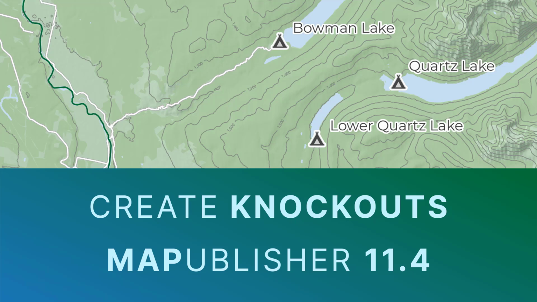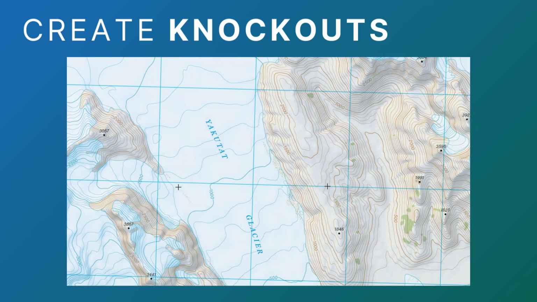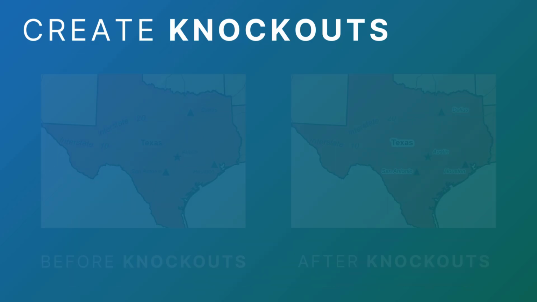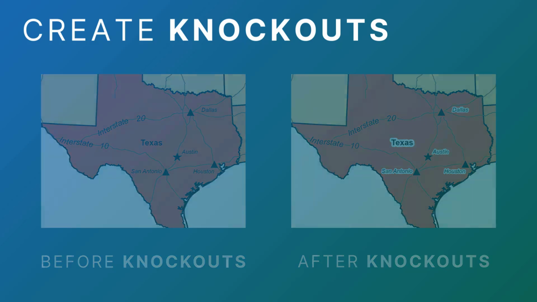We at Avenza are excited to introduce you to the new version of the Create Knockouts tool available in MAPublisher 11.4. Create Knockouts is a tool that allows you to mask off parts of features that may be covered by things such as text or points. The aim of this tool is to increase the visibility and readability of certain features of your map. This is usually done in places where things overlap or look cluttered.